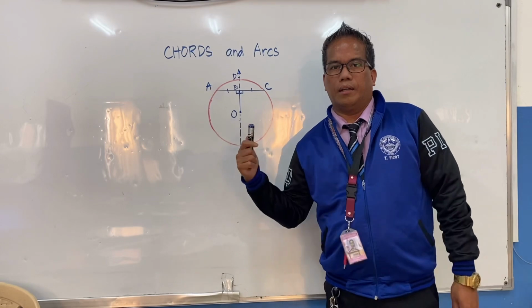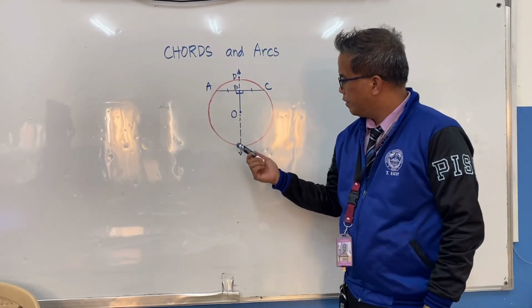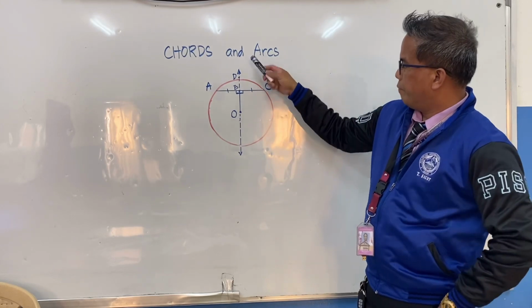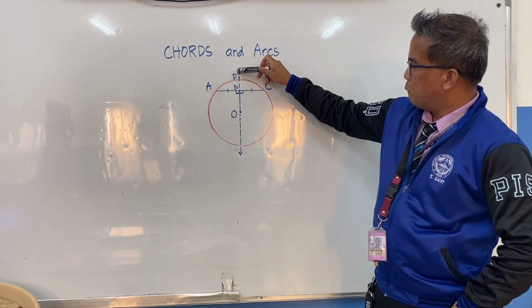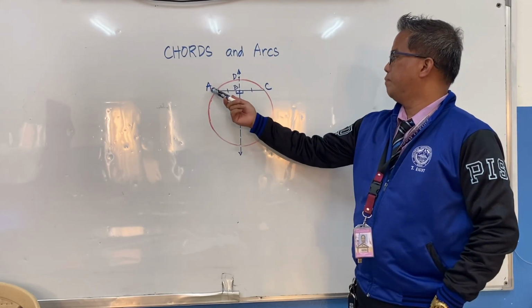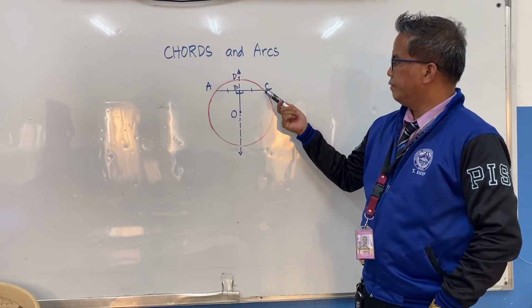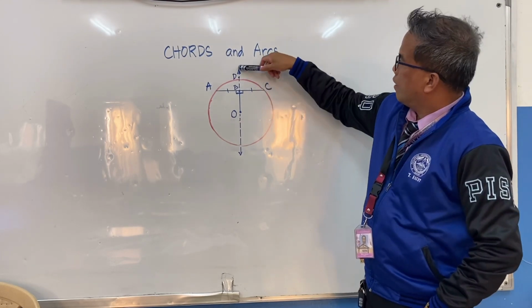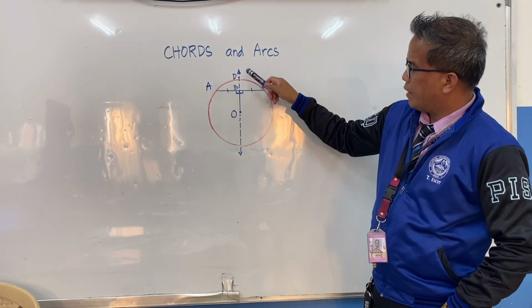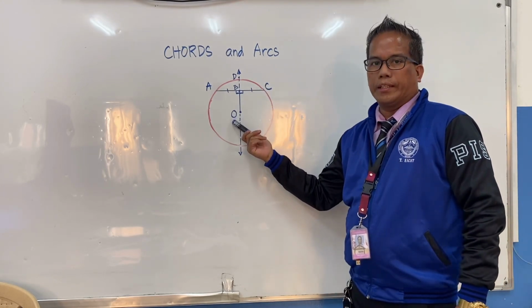In this figure, we have circle O. If line BD is a perpendicular bisector of chord AC, then line BD passes through point O, which is the center of the circle.